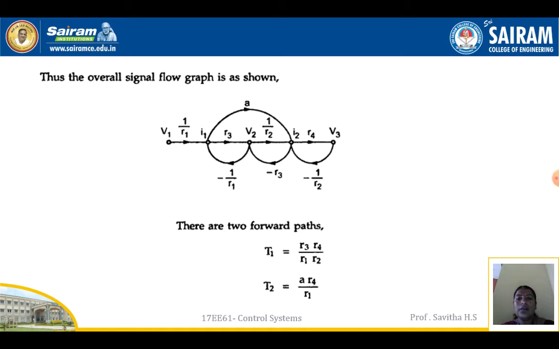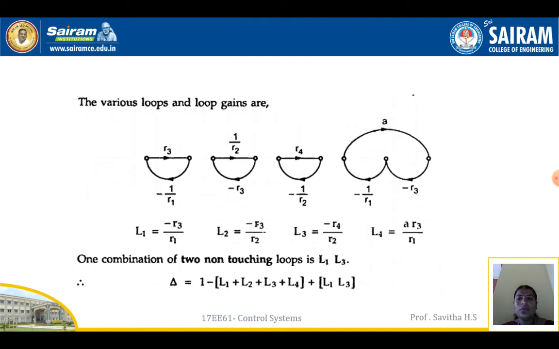In this diagram there are two forward paths. The first one is T1 is equal to R3 R4 divided by R1 R2, and T2 is A R4 divided by R1. The various loop gains are L1 is equal to minus R3 by R1, L2 is equal to minus R3 by R2, L3 is equal to minus R4 by R2, L4 is equal to A into R3 divided by R1. There is one combination of two non-touching loops, that is L1 L3.